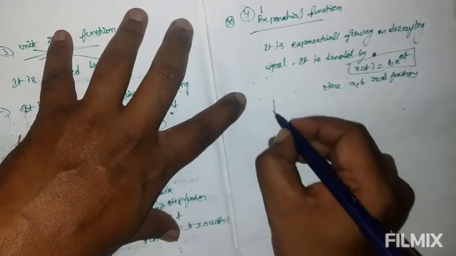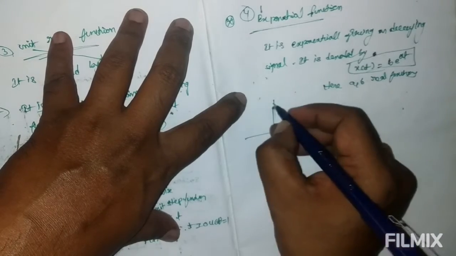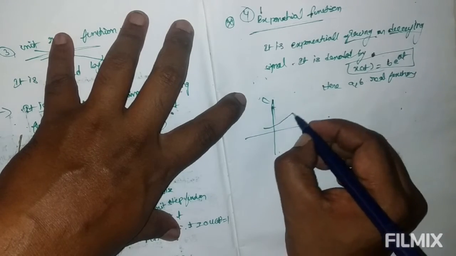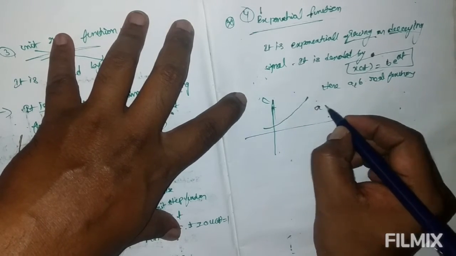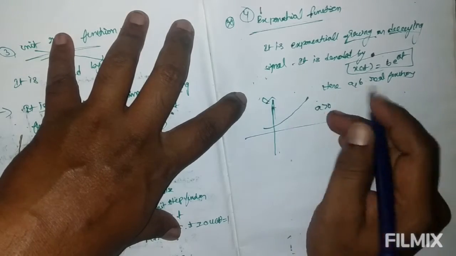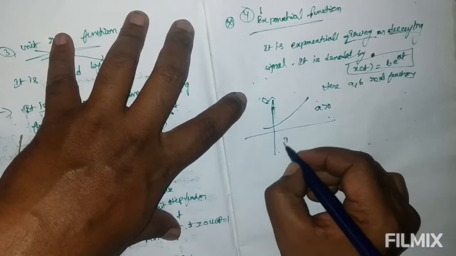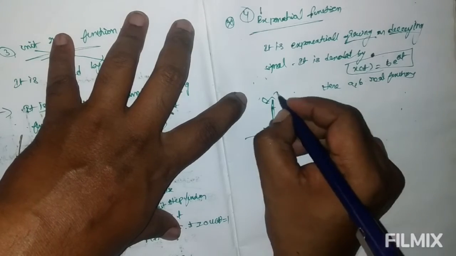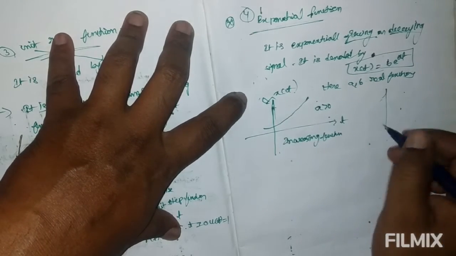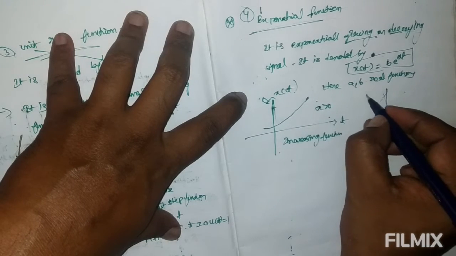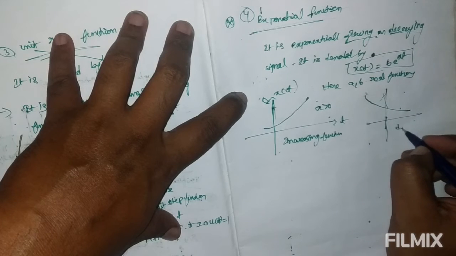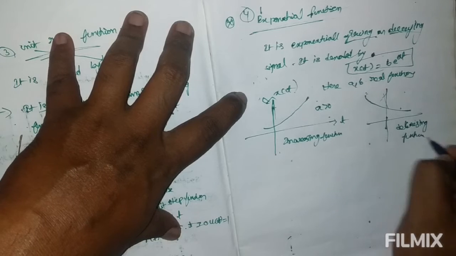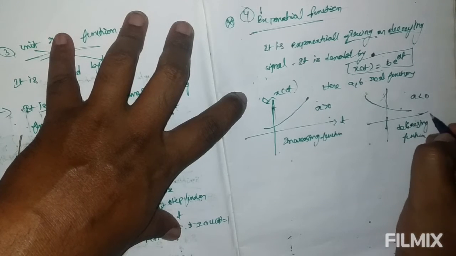The graphical representation of the exponential function, it is growing or decaying. This is an exponentially growing or increasing function, where a is greater than or equal to 0. This is an exponentially decaying function, or decreasing signal. Here a is less than or equal to 0.